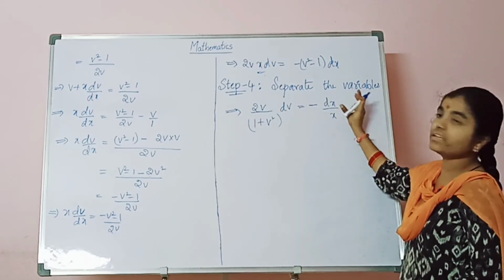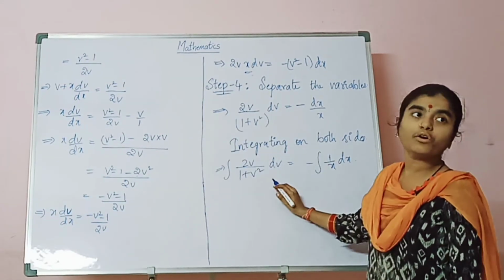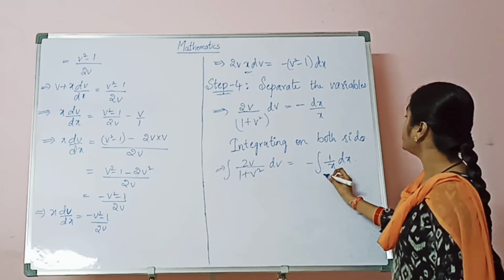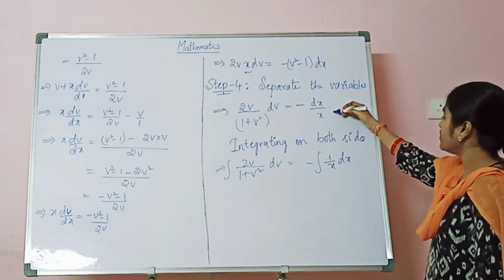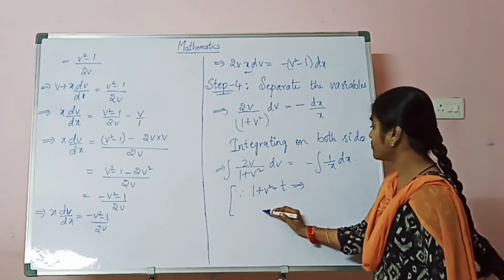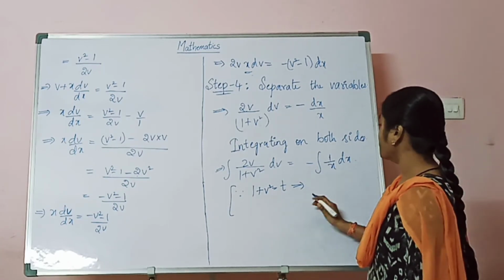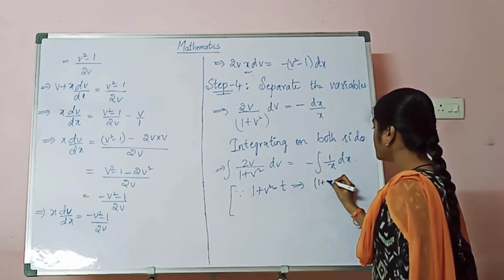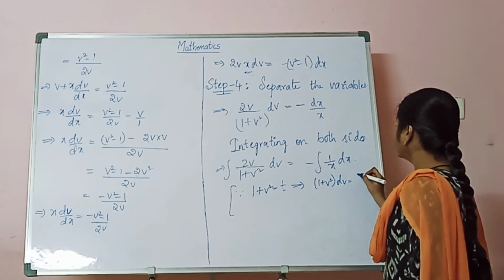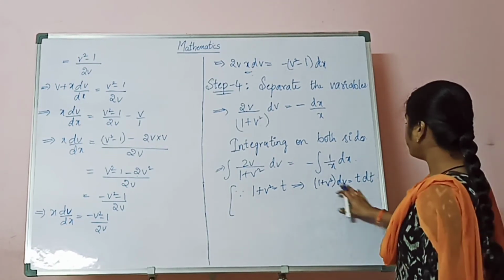Now after separating the variables, what should we do? We have to integrate on both sides. Integrating on both sides, so integral 2v by 1 plus v square into dv equals to minus, how can we write this? 1 by x into dx. We have to substitute this value, 1 plus v square equals to t. Now we have to differentiate this. So 1 plus v square, dv equals to dt. So we have to differentiate this.